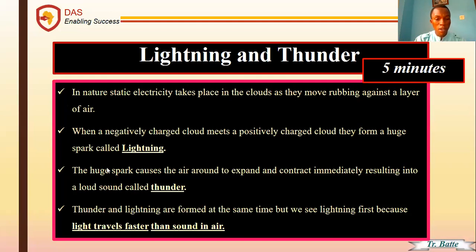The answer is very simple. It is because light travels faster than sound. These are two forms of energy. Yesterday we looked at the forms of energy. There are two forms of energy: light energy and sound energy. Light energy travels faster than sound energy in air. Therefore, that's why we are in a position to see lightning before we hear the thunder. So the answer is, light travels faster than sound.